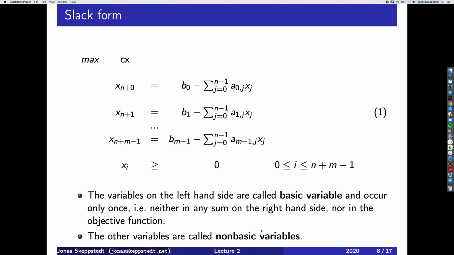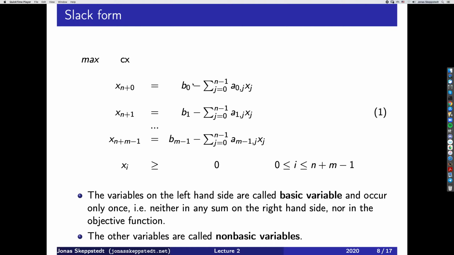When we work with linear programs in a computer, it's easier to use equalities instead of inequalities. And to represent the linear program without inequalities, we introduce additional variables.